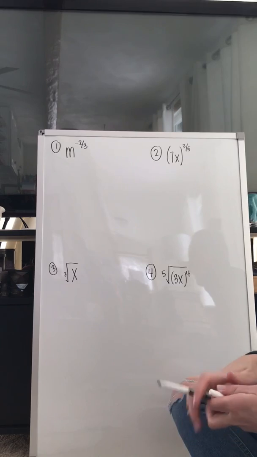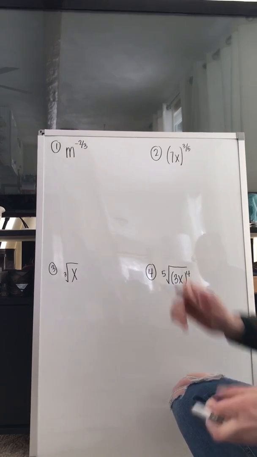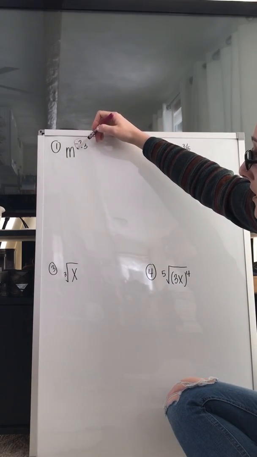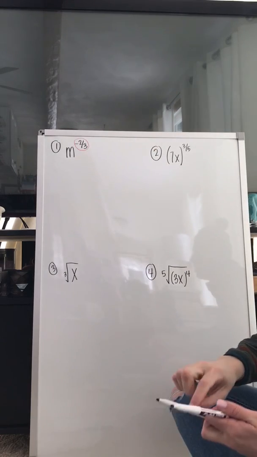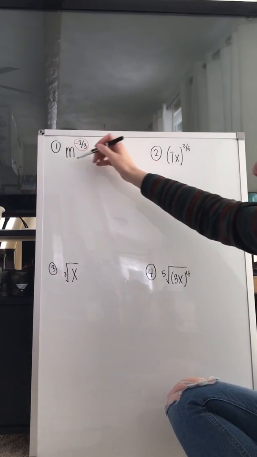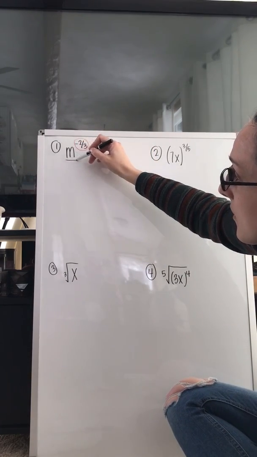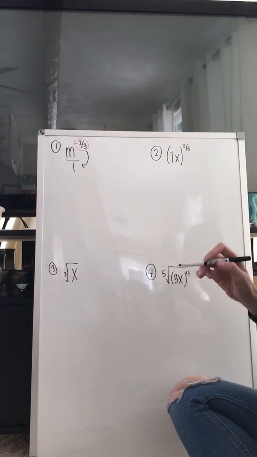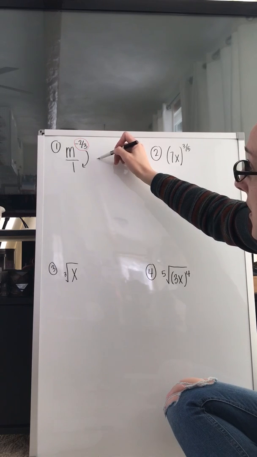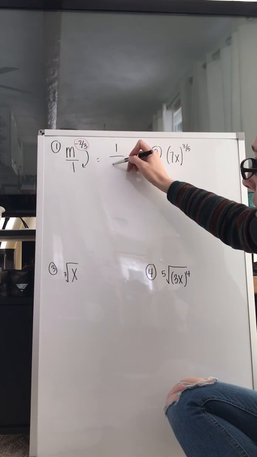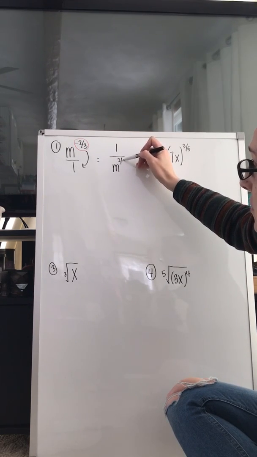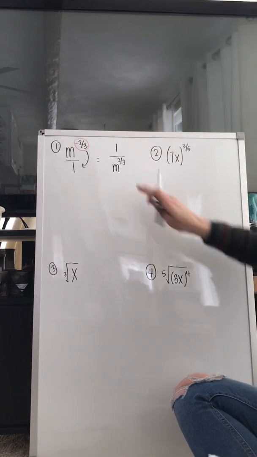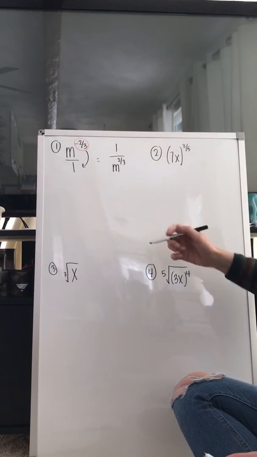The first thing that I always notice is, in this particular example, my exponent is negative. So the first thing I do is I bring this expression down into the denominator. So I'd put that m to the negative 2/3 over 1, and I'm going to drop that expression down. So that's going to make this 1 over m to the 2/3, because when you move it down, the exponent's going to be positive, and then I'm going to rewrite this in radical form.